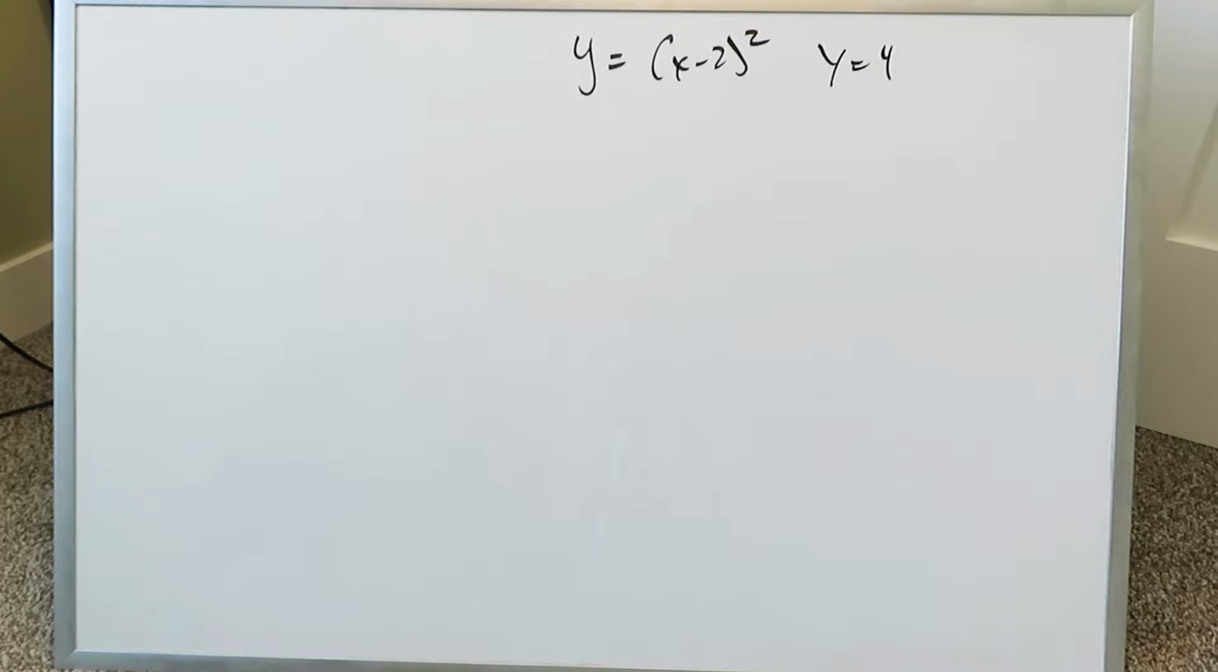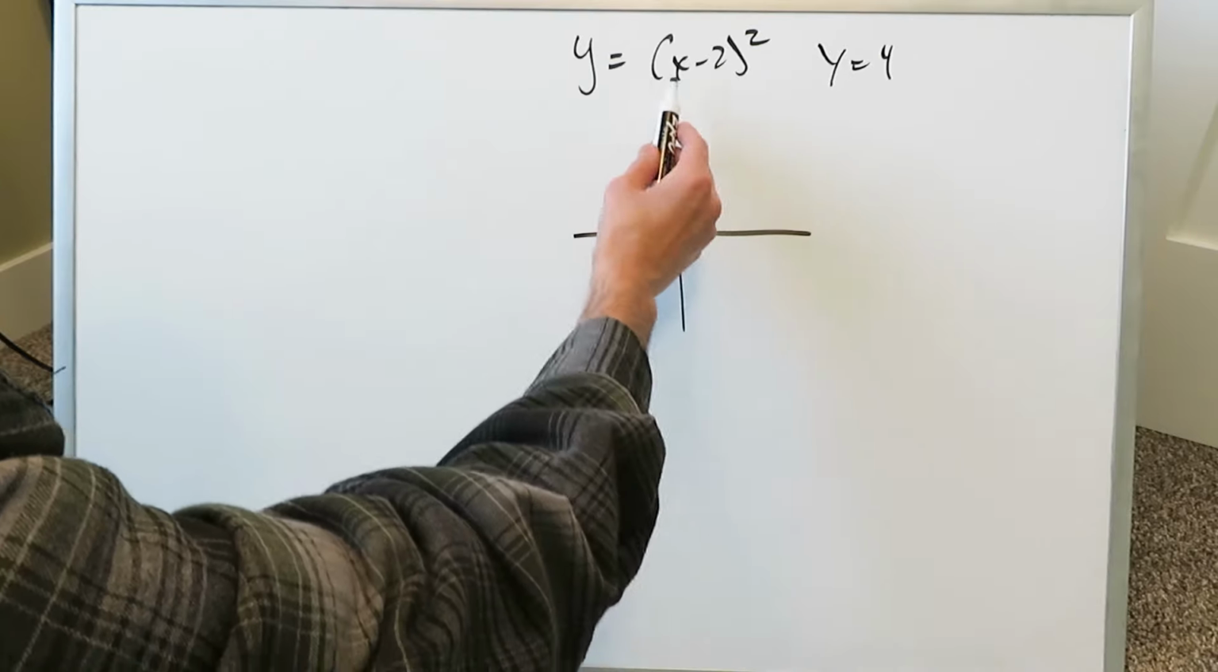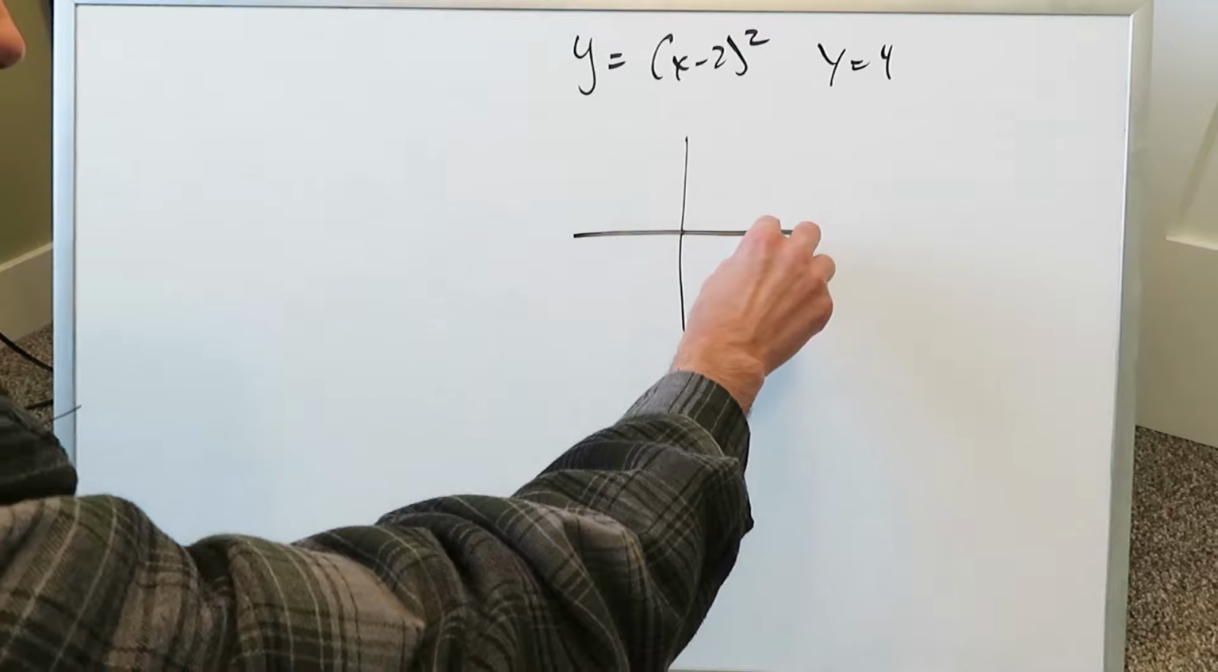Let's look here at a very interesting situation. We have y equals (x minus 2) squared, and then we also have y equals 4, a horizontal line. When you look at the first equation, you know it's a quadratic equation. If you were to graph it, you would look at something like this. It's horizontally translated, so the vertex is going to be (2, 0).